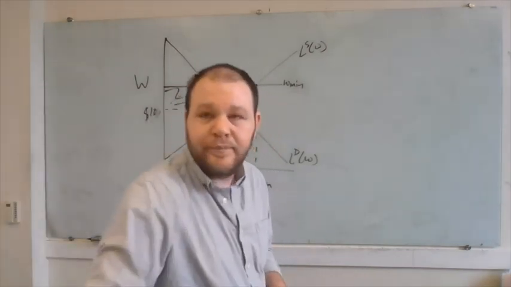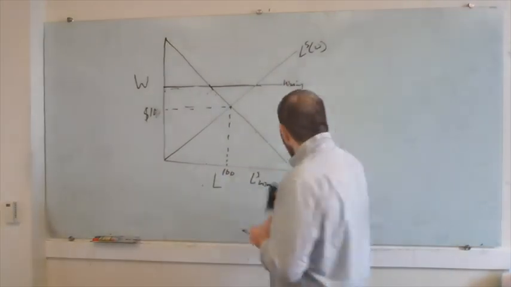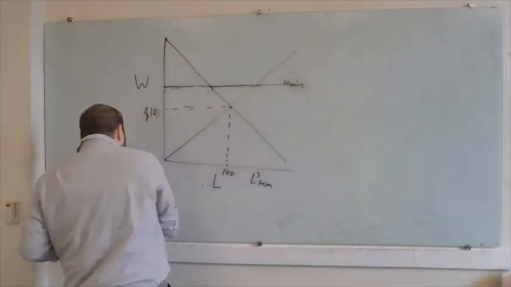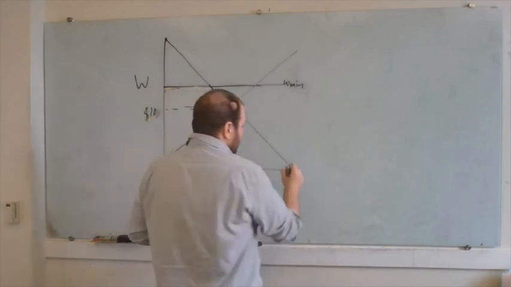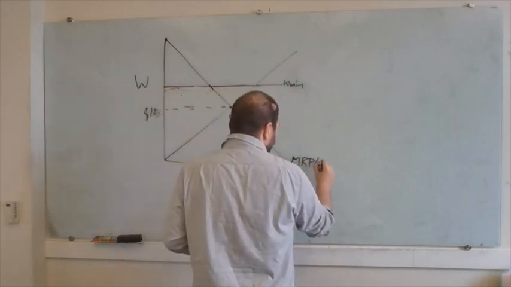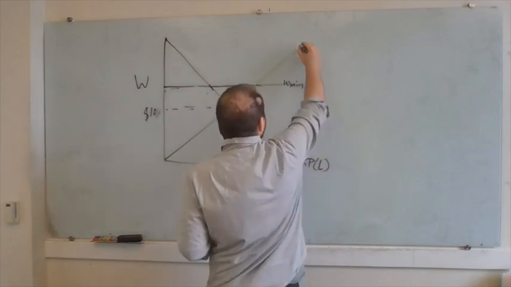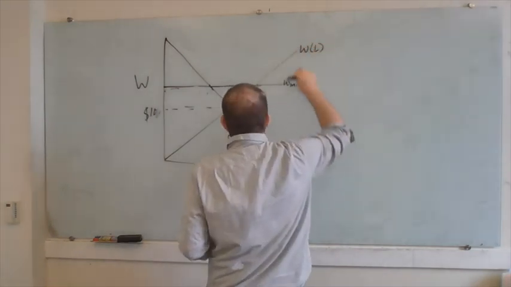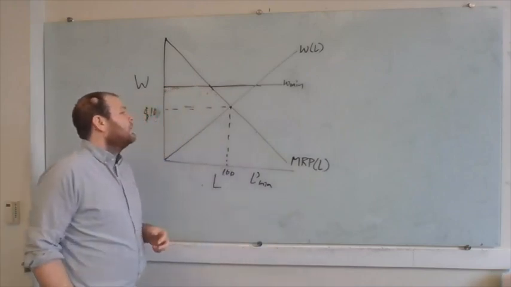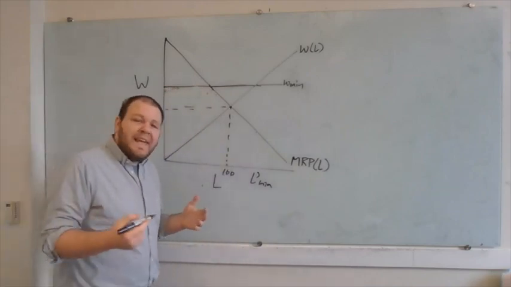Cool. Let's think about what this model is going to predict if instead of a competitive market, we have a market where firms have market power, right? So our downward sloping curve is now going to be the marginal product of labor, right? I'll call this WL. Same thing, right? Labor supply curve, marginal product of labor.